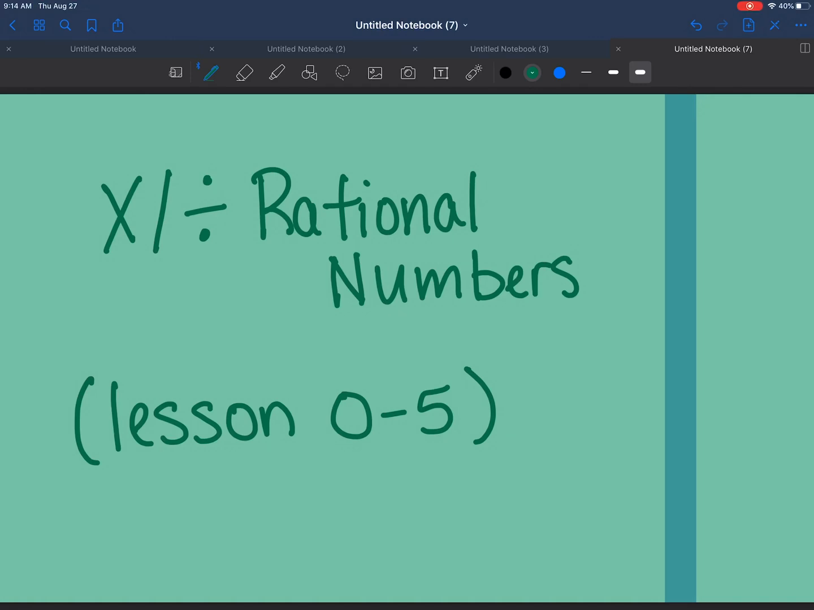All right, today we're going to continue talking about rational numbers. We'll be looking specifically at multiplication and division. So just like yesterday, the majority of our work will be with fractions. We will look at just a couple examples of decimals, okay?